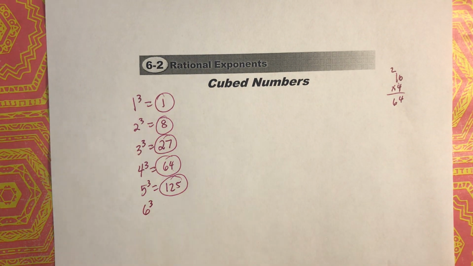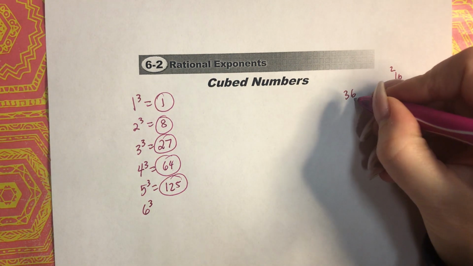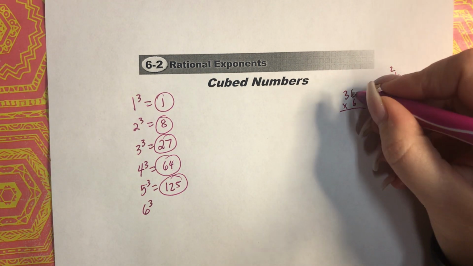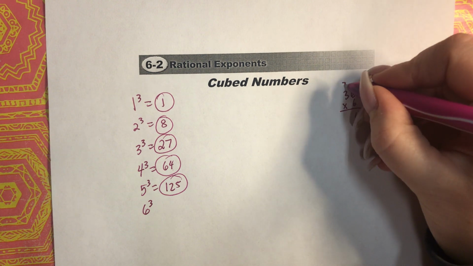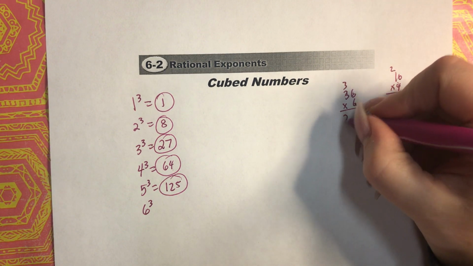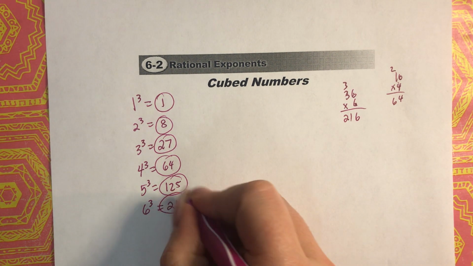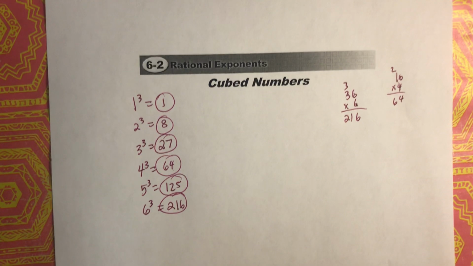6 cubed. Okay, so 6 times 6 is 36. And then it'd be 36 times 6, which is 6 times 6 is 36, 6 times 3 is 18, plus 3 is 216. Okay, 216 is a cube number. I don't know if we need to go much higher than 6 cubed.